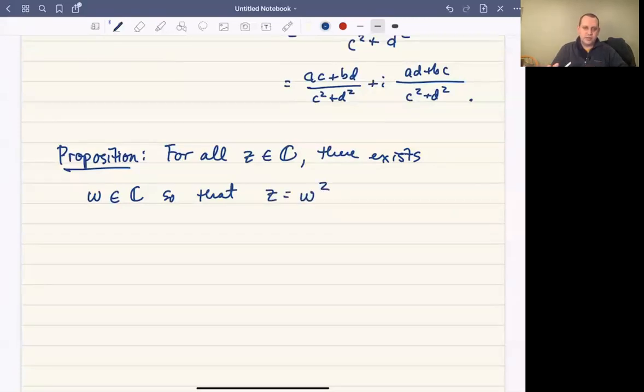Square roots are actually a little bit subtle and a little bit tricky, and we'll talk about them later in this chapter. But the point here is that every complex number has a square root in this sense. There's always a number that you can square to get z. Okay, and so we'll prove that in the next video.